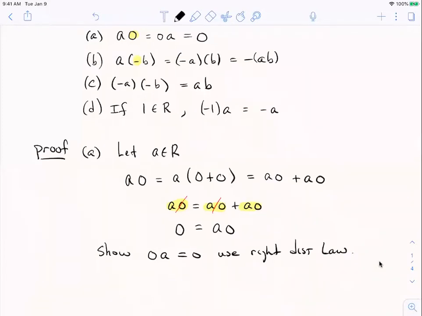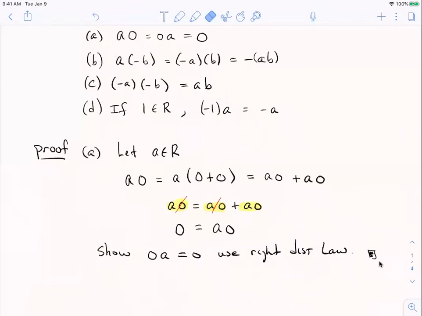Okay, so there's a proof of part A. When you multiply something by the additive identity in a ring, you get the additive identity. Anything times 0 is 0. What does part B say?